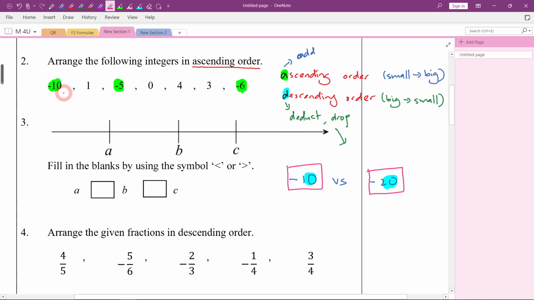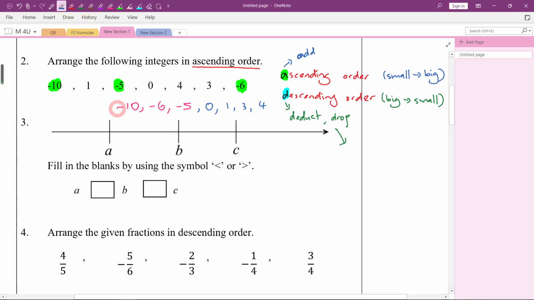Okay, now we want to start from the smallest number. So it will be negative 10, followed by negative 6, followed by negative 5. The rest, I think it should be no problem because you learn it in your primary school. Okay, 0, 1, 3, and 4. This is the smallest integer. This is the largest integer. Small to large. Ascending order.